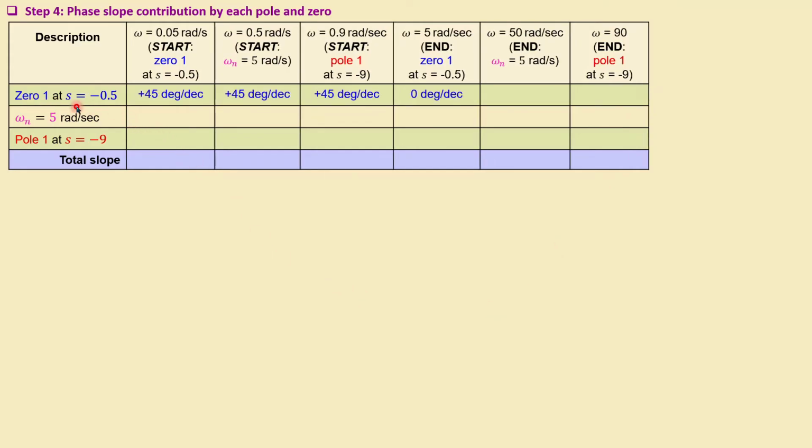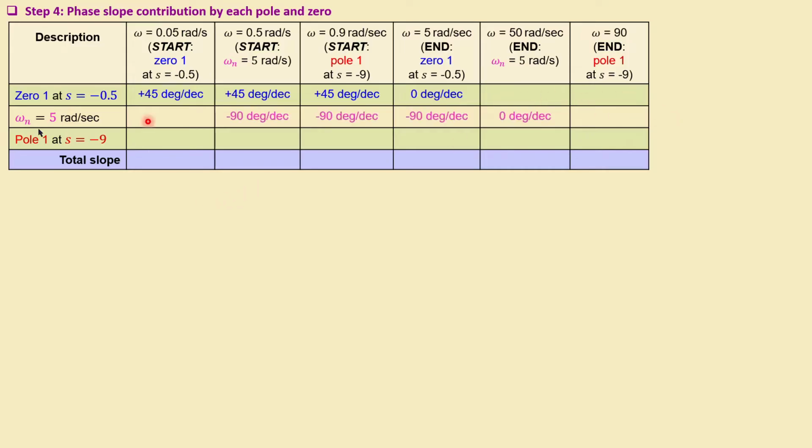Now the slope for the phase contribution by one real zero is plus 45 degrees per decade. First it starts one decade before, so below this value, and it will reach up to one decade above. So it's having the same slope up to one decade above. That is the approximation using asymptotic lines. And then it will keep, of course, 0.